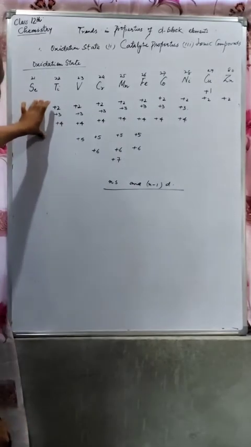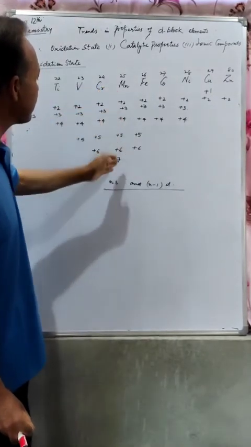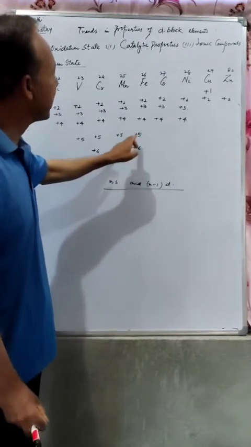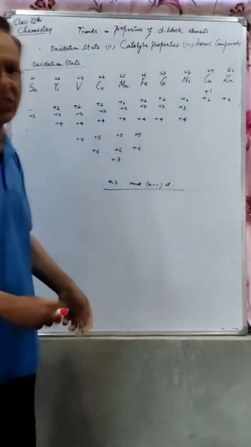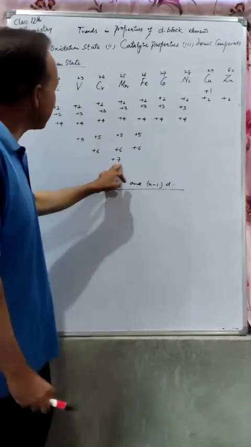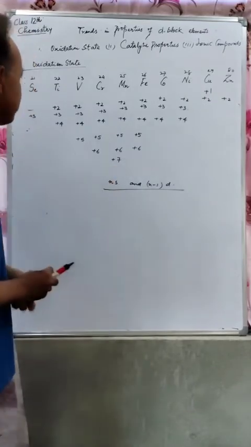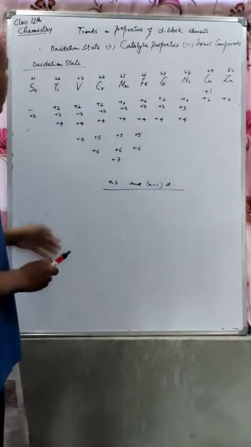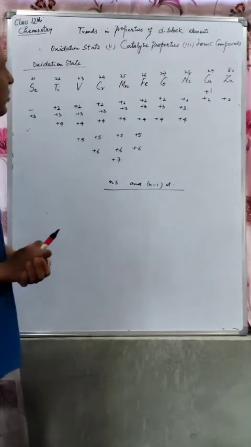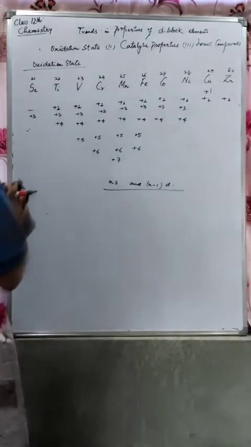The oxidation state of the element increases as the atomic number increases. It reaches a maximum value at the center, that is +7, and then again it decreases. The maximum oxidation state shown by any element in this 3D transition series is +7. So these were some important points regarding the oxidation state. Now our second one is catalytic property.